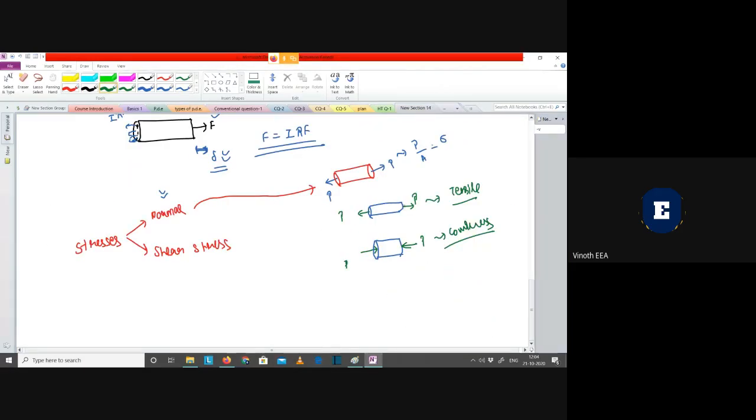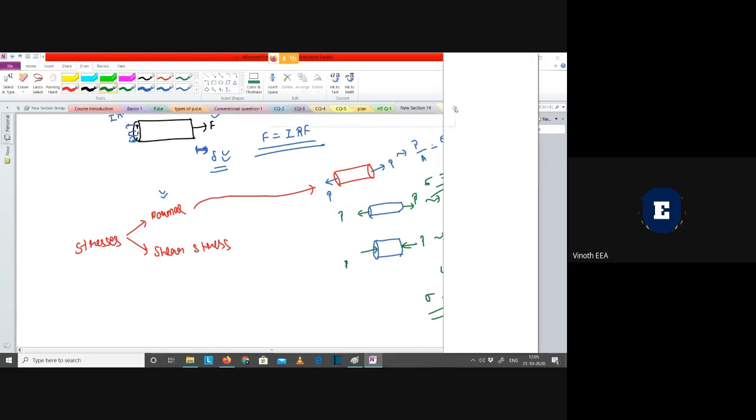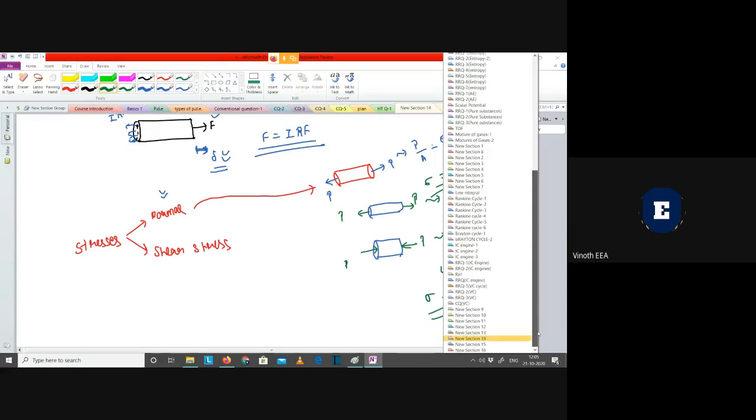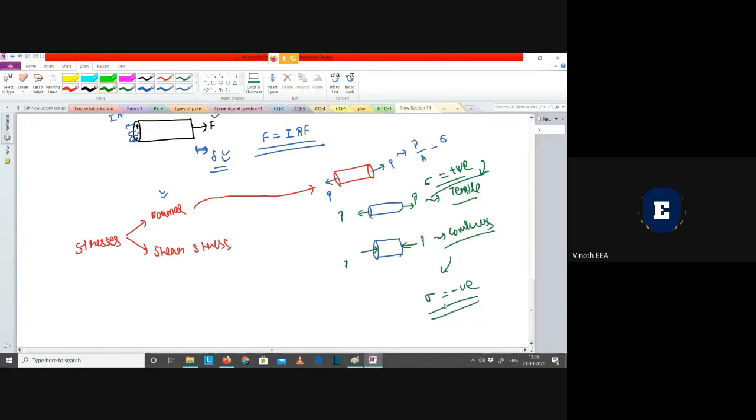Yeah, this I forgot to mention. Stress will be positive if it is tensile, our sign convention. And stress will be negative if it is compressive. I forgot to mention, but just remember that tensile will be positive for a stress and also for a strain, and similarly compressive will be negative for stress and also for strain.